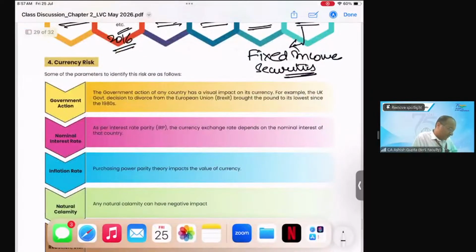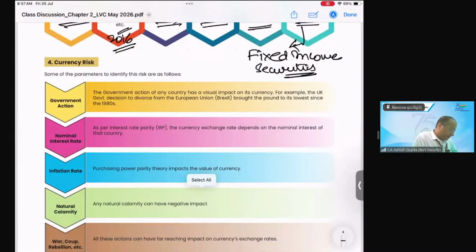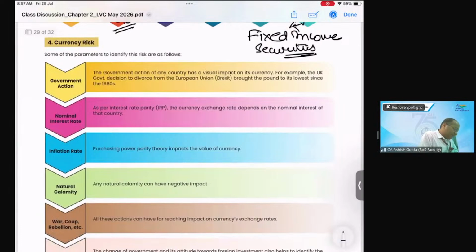Now next comes the counterpart: currency risk. There are some parameters to identify this currency risk. First of all, the government action of any country has a visible impact on its currency. For example, the UK government's decision to diverge from the euro brought the pound to its lowest since the 1980s.